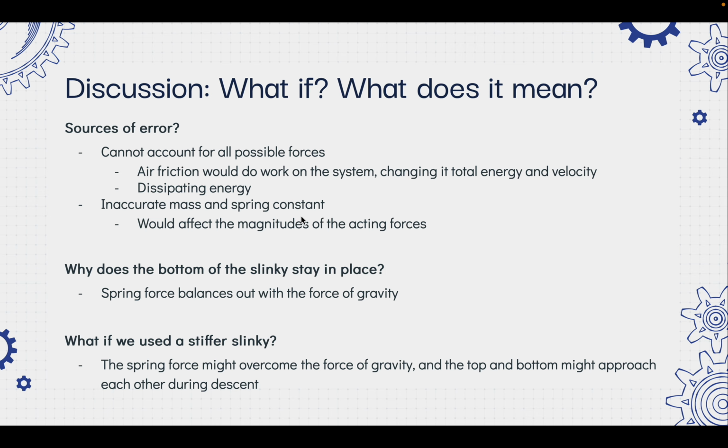So what are some sources of error? Of course, we cannot account for all possible forces. Air friction would do some work on the system, which would change its total energy and velocity. Also, there are some inaccurate mass and spring constant estimations, which would affect the magnitudes of the acting forces.